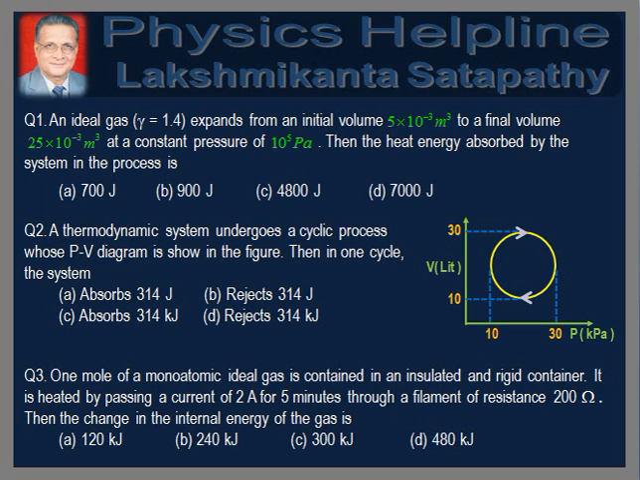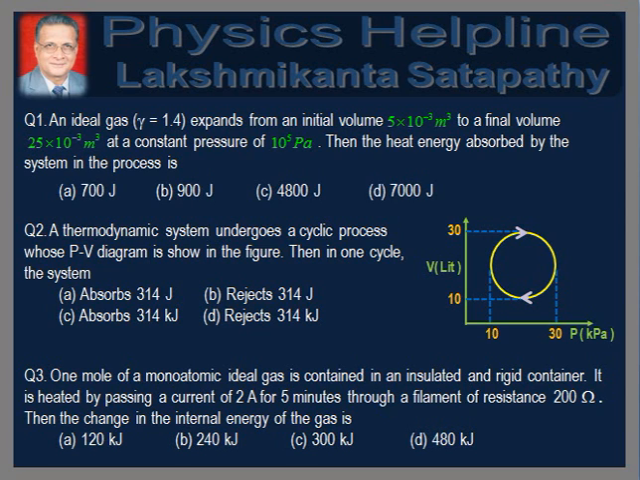Question 2. A thermodynamic system undergoes a cyclic process whose PV diagram is shown in the figure. Then, in one cycle, the system, the options are, absorbs 314 joules, rejects 314 joules, absorbs 314 kilojoules, and rejects 314 kilojoules.